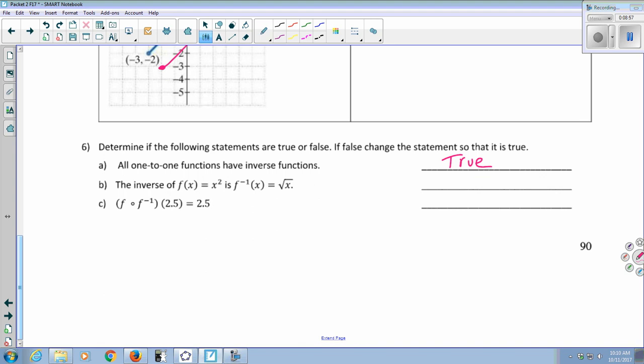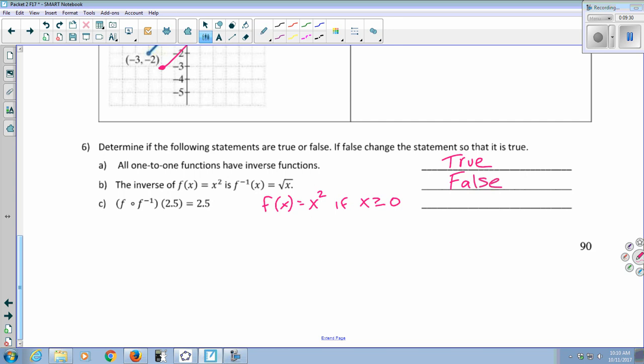The inverse of f of x = x squared is f inverse of x equals the square root of x. No, this is false. It's close. It's very, very close, but you have to restrict the domain, right? This is only true if you define f of x to be x squared if x is bigger than or equal to 0. So you have to restrict the domain in order to be able to do the switch and solve strategy.